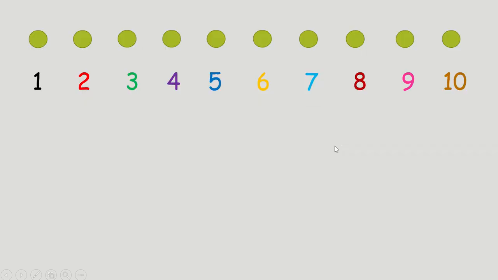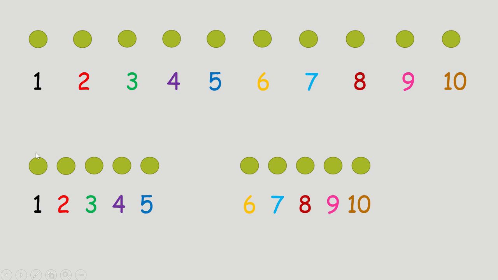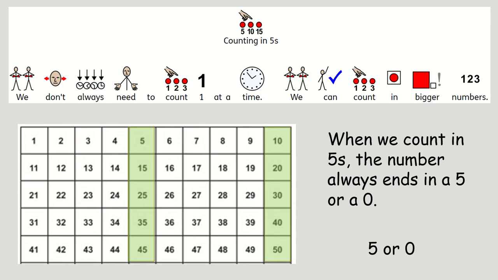Okay, so another way we can group our numbers, we can group them into groups of 5. So we can put 1, 2, 3, 4, 5 together in a group, and 6, 7, 8, 9, 10 together in a group to have two groups of 5. On our number square, it would look like this. We can count from 5 to 10 to 15 to 20, 25 to 30 and all the way down the number square. And when we count in 5s, the number always ends in either a 5 or a 0.